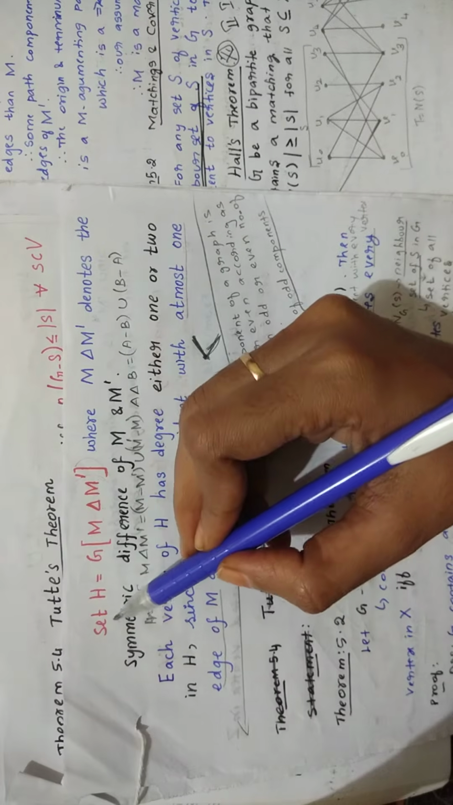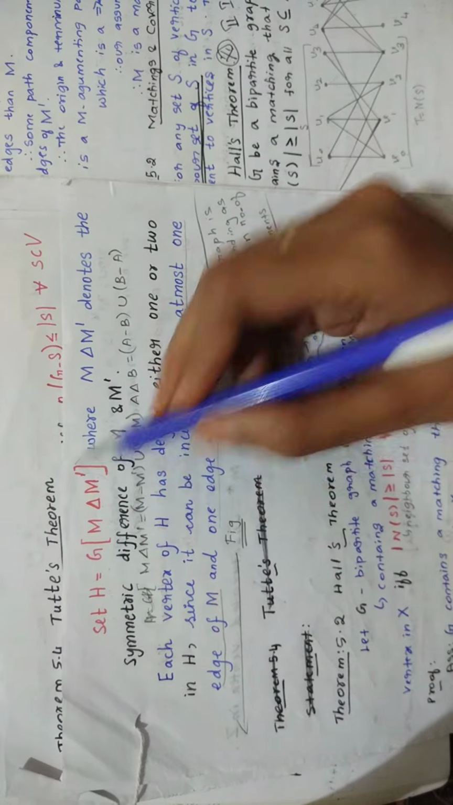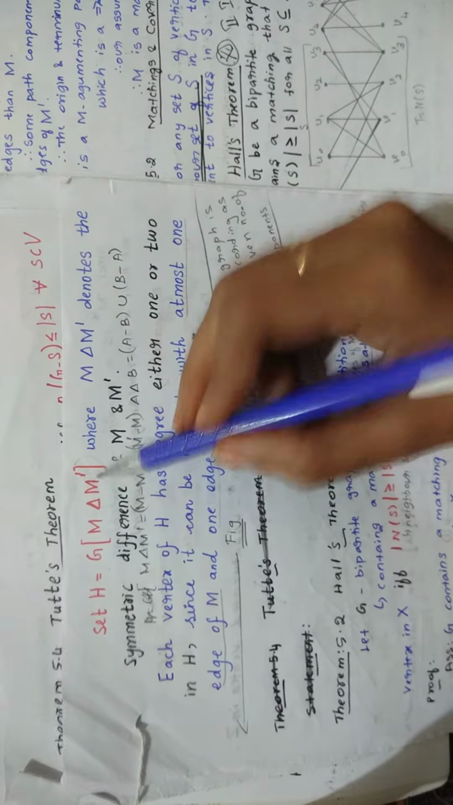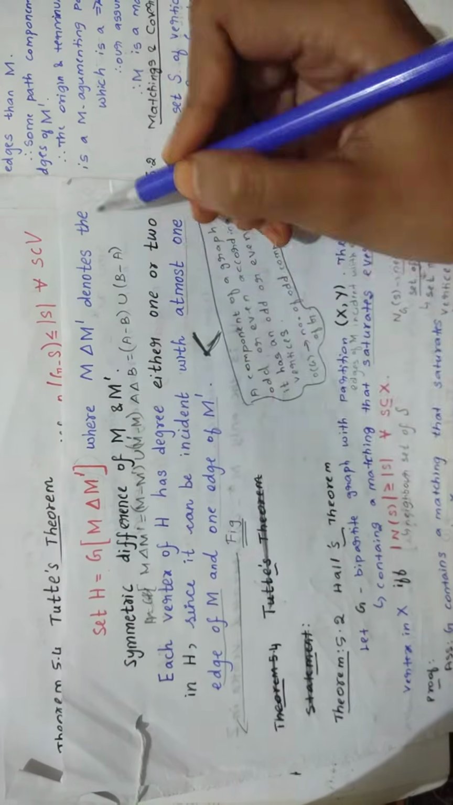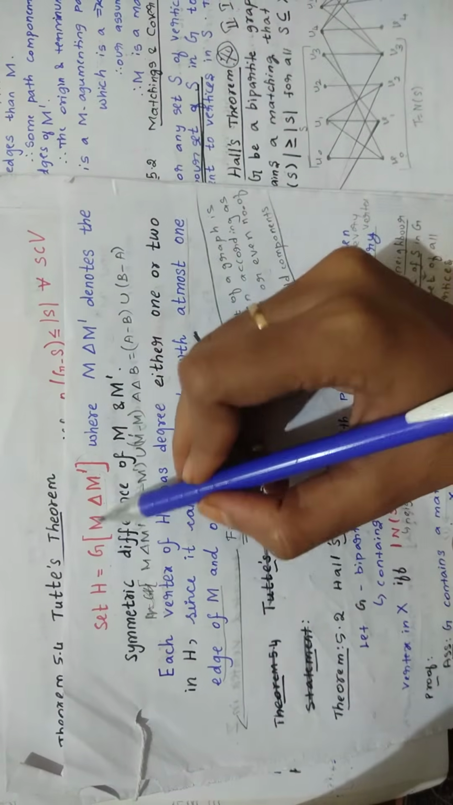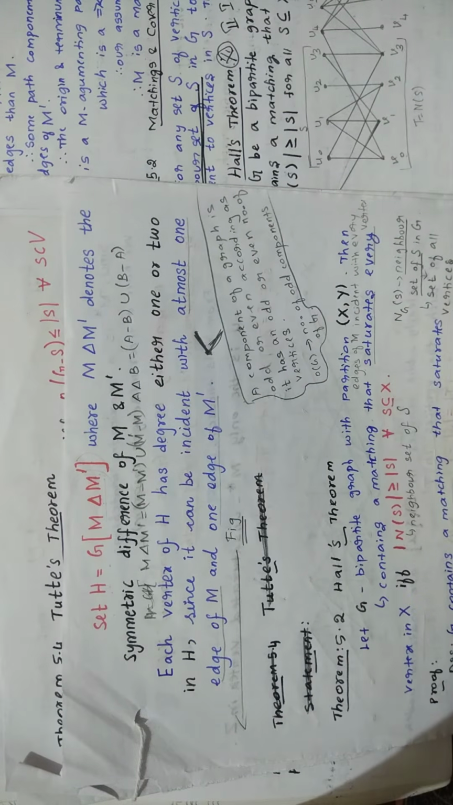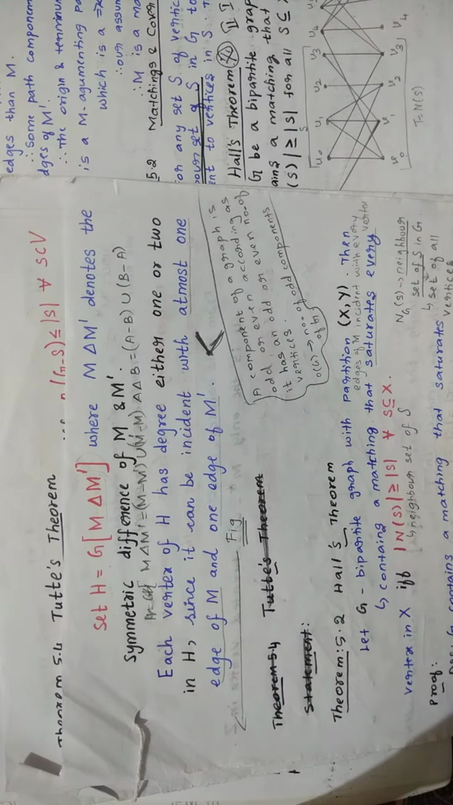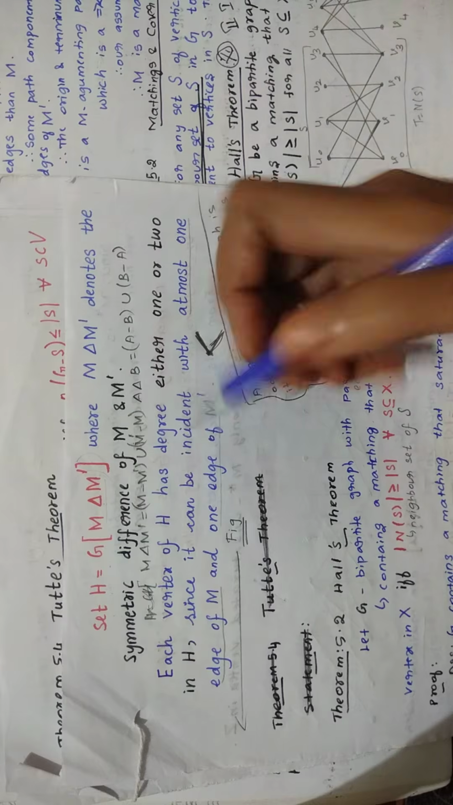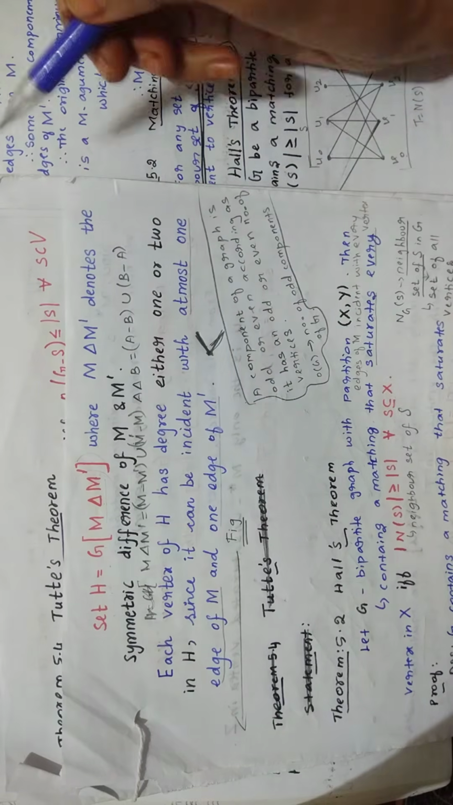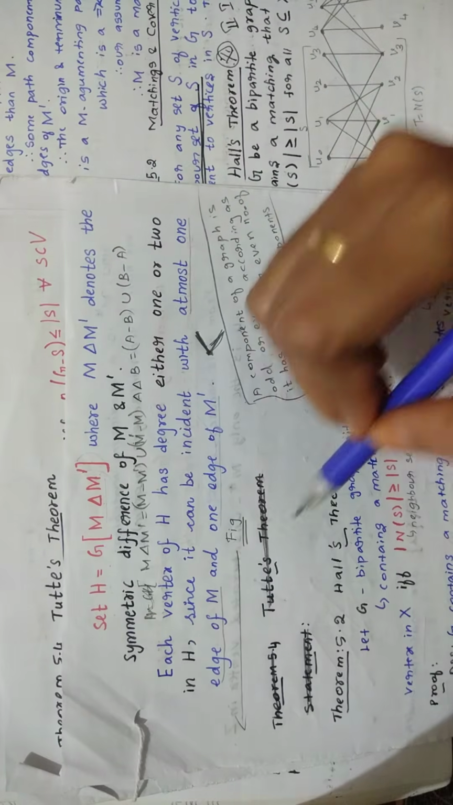Can you see that? Set H is equal to graph of M symmetric difference M dash, where this denotes the symmetric difference between M and M dash. I showed you the formula of M symmetric difference M dash, right? So using that, you have to construct a graph, and that graph is H. If you construct a graph like that, then that graph will possess this property. That is what you are writing in the next line.